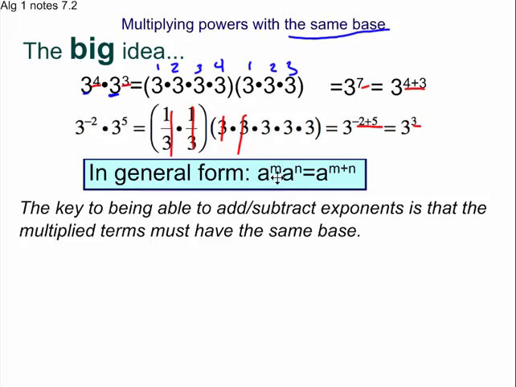General form, this is again just for any number a to the m, any number a to the n, and multiplication is involved, then we just write it as a to the m plus n. The key to being able to add exponents is that the multiplied terms must have the same base. Again, that same base is big.